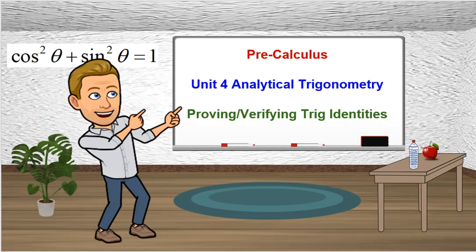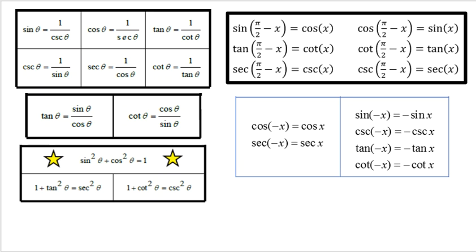So first off, we are going to be using our trig identities again. So here is a quick look at all of those fun trig identities: reciprocal, quotient, Pythagorean, cofunction, and even odd identities. Hopefully you have a cheat sheet with all of these on it ready to go.